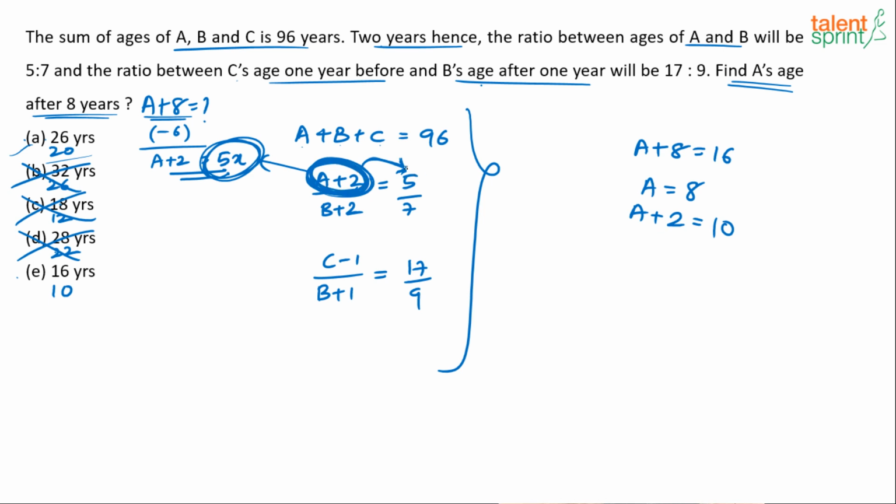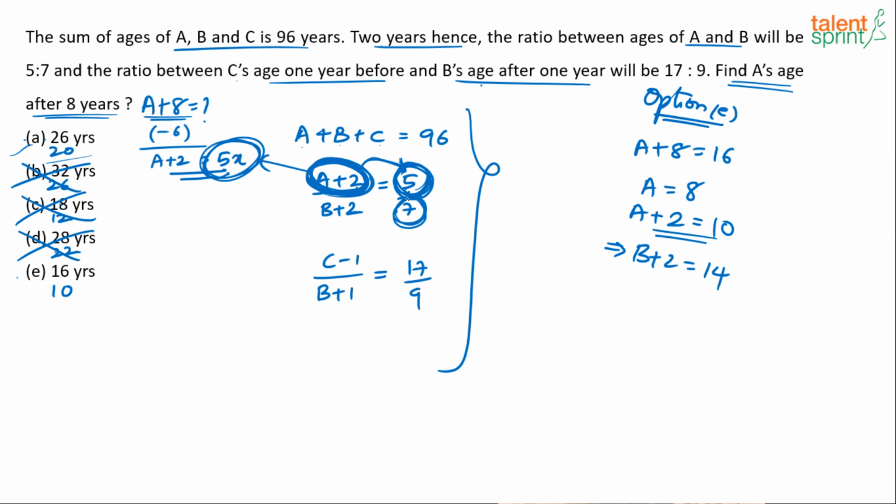5 parts is 10. If 5 parts is 10, each part is equal to 2. So 7 parts would be equal to 14, which means B plus 2 is equal to 14. You're getting it? We are going by option E. I am going by option E. According to option E, A plus 2 is 10. Option E says A plus 8 is 16. So A plus 2 is 10.